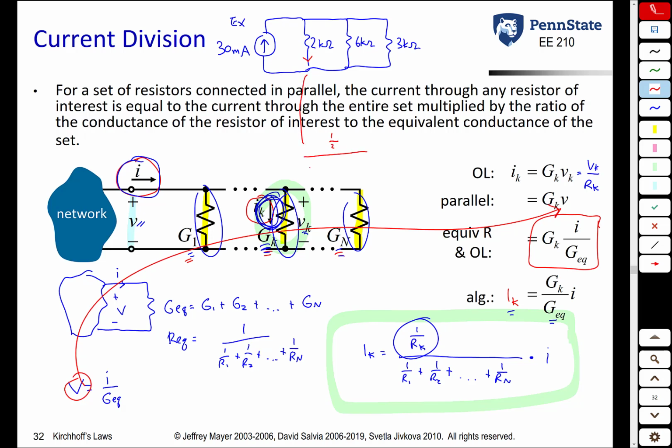So if you use this equation to try to find that current, this current would be what? It'd be 1 over 2 over 1 over 2 plus 1 over 6 plus 1 over 3 times 30 milliamp. You work it out, you would get 15 milliamps. So this current is 15 milliamps. The current through the 6 kilo ohm resistor turns out would be 5 milliamps. And if you did the math, the current through the 3 kilo ohm resistor would be 10 milliamps. Note that the three currents, 15 plus 5 plus 10, do add up to 30. And also notice that the smallest resistor has the largest current, and the largest resistor has the smallest current. So current division and voltage division are very similar, but have sort of opposite properties there. Remember, current division is for resistors in parallel, voltage division is for resistors in series.